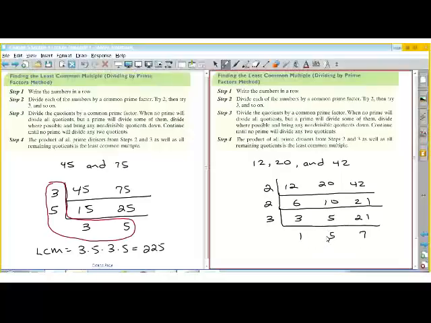And then you ask the question again, can I divide all these by a common factor other than 1? And the answer is no. So once you get to the answer, I can't divide any of them by the same number, then I'm done. So my least common multiple is 2 times 2 times 3 times 5 times 7, which is 420. And again, if I take the 420 and divide that by these three numbers, you'll see why that makes sense.